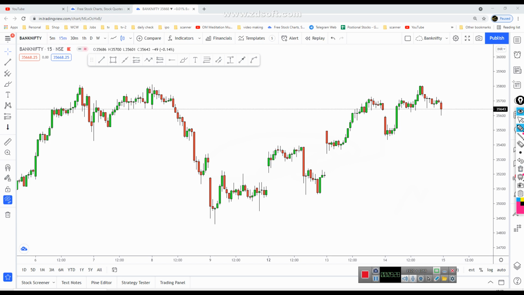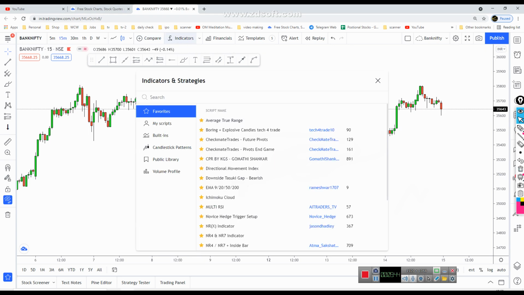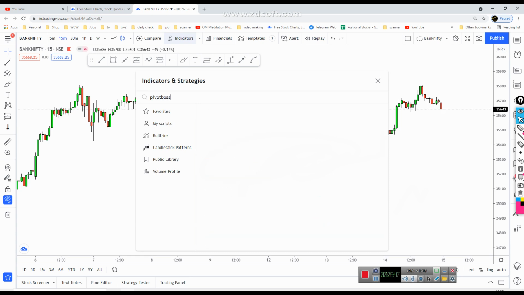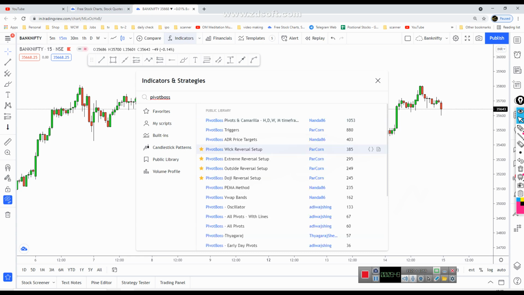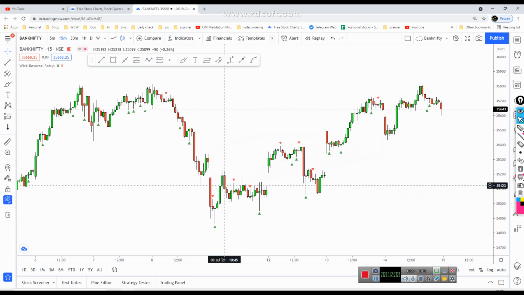It will be very difficult to identify wick reversals on a naked chart. Sometimes you may see this one, or else this one, so it will be very difficult for you to identify. So in TradingView, you can go to indicators, type Pivot Boss, and then go for this wick reversal setup. This wick reversal setup is given by Farcon, and it has some 385 likes. Click this one, and you will have a lot of red bars and blue bars. This is called bearish reversal, and this is called bullish reversal.